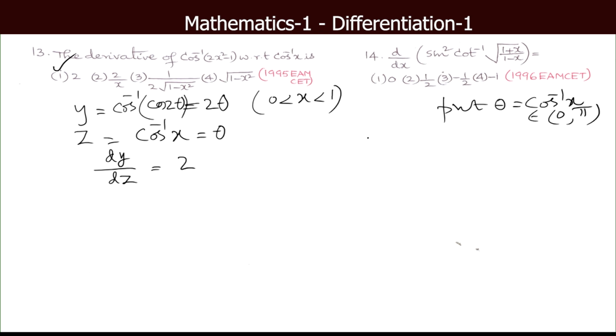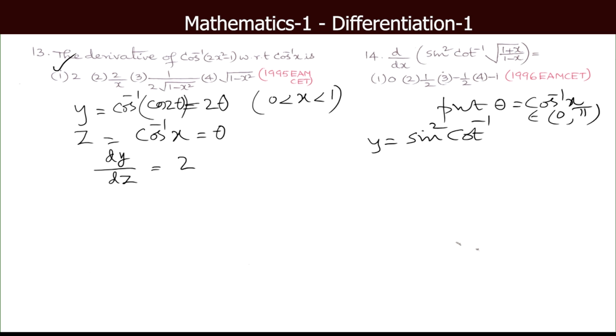అప్పుడు y ఈక్వల్ టు sin square arccot root of (1 plus cos θ) by (1 minus cos θ). Square root of (1 plus cos θ) by (1 minus cos θ). 1 plus cos θ by 1 minus cos θ is 2 cos square θ by 2 by 2 sin square θ by 2, which is cot square θ by 2.